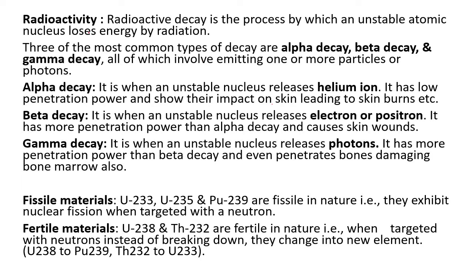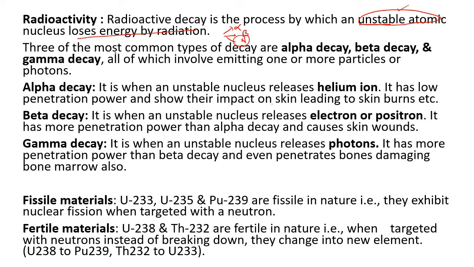Okay, now let's see radioactivity. Radioactive decay is the process by which an unstable atomic nucleus loses energy by radiation. Means when an unstable atomic nucleus loses energy by radiation. In that process there are generally different types of decays, like alpha decay, beta decay and gamma decay. So let's read what these are.